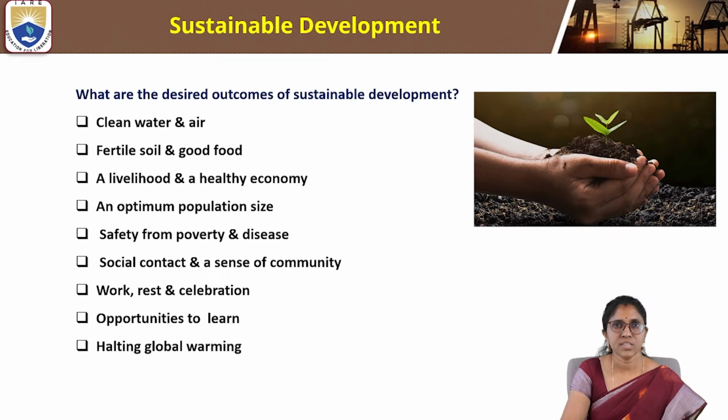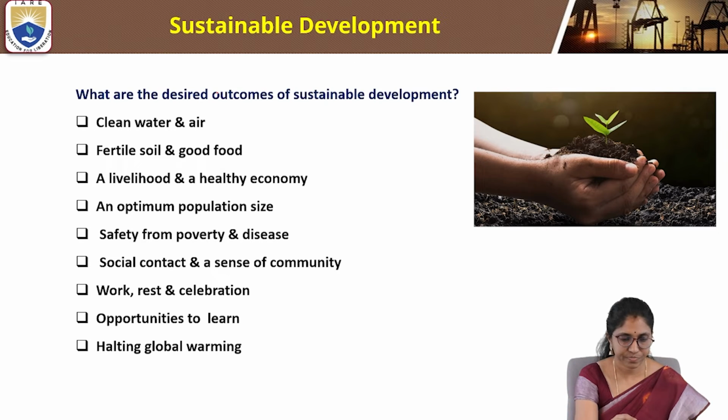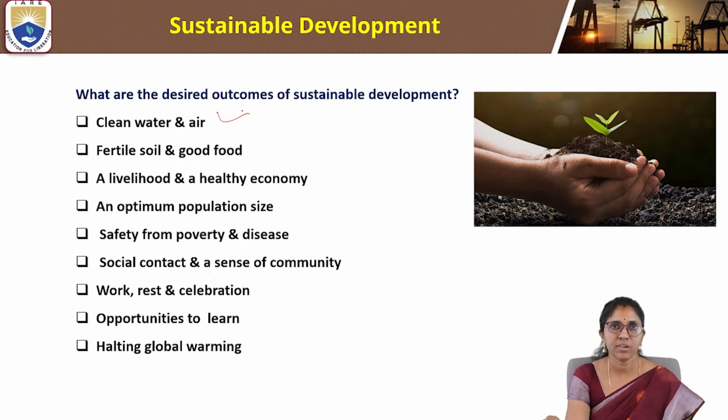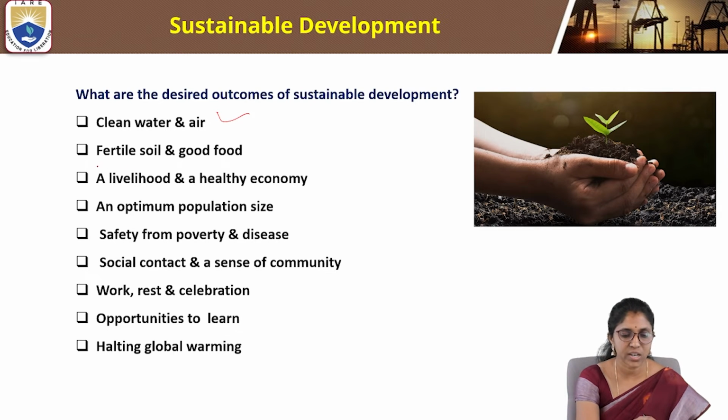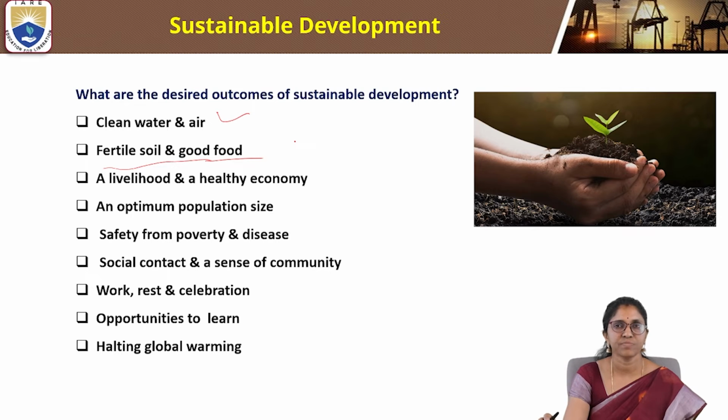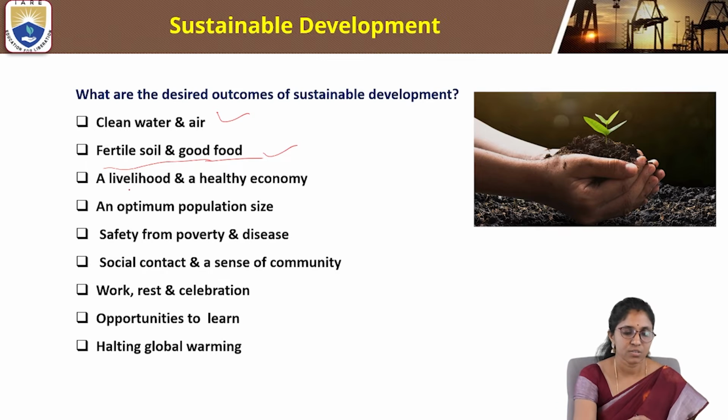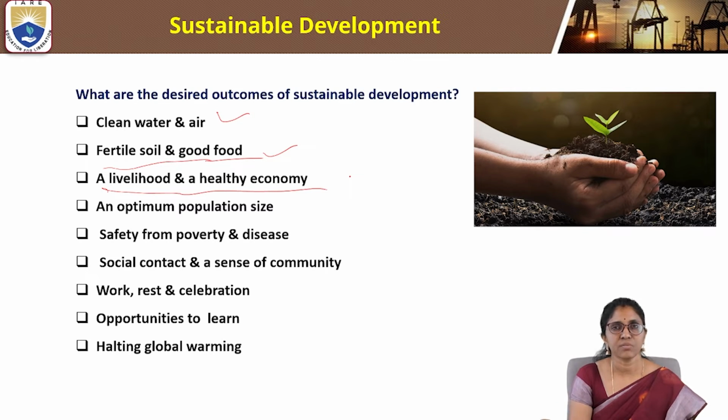So, what are the desired outcomes of sustainable development? Clean water and clean air. Fertile soil and good food, which we get by using crop rotation. Livelihood and a healthy economy. This is also one of the outcomes of sustainable development.